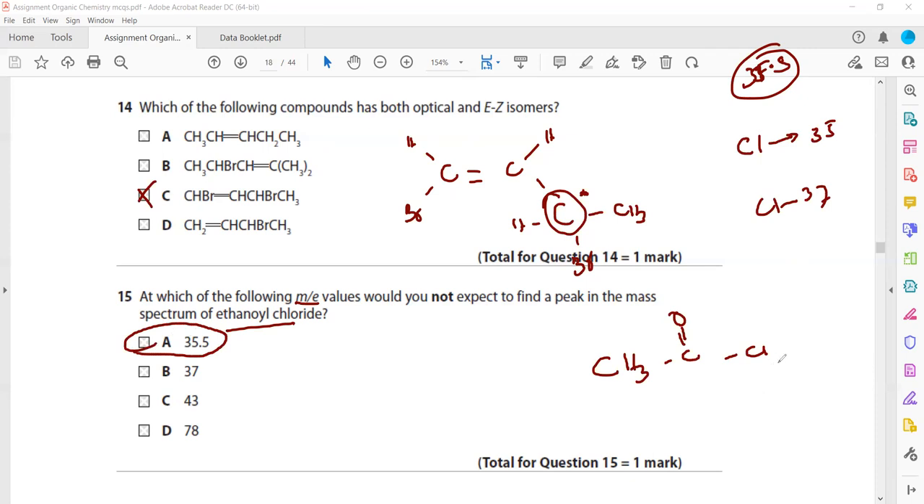Even if I get chlorine, I might get 35, I might get 37, but I don't get 35.5, because that is the average mass of the two. If we have one chlorine, it will be either 35 or 37. So that's why A is the right answer, which we don't expect, because that is not the mass of a chlorine atom, that is the average mass of the two isotopes. Is it clear, this one?